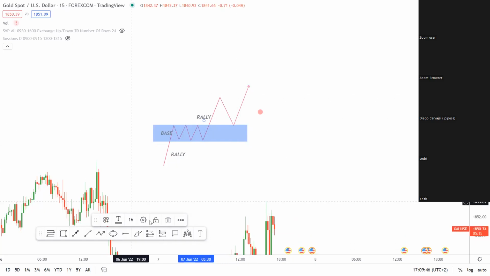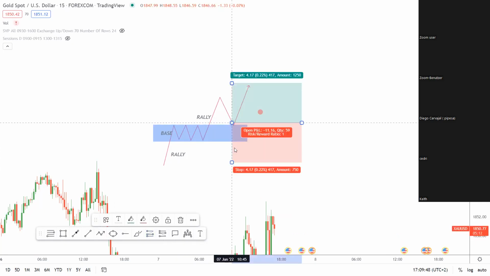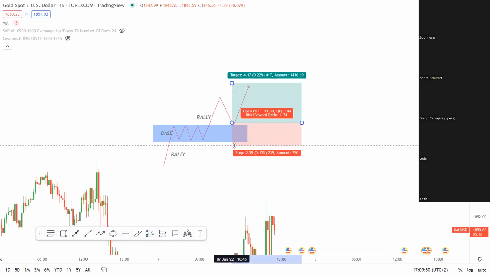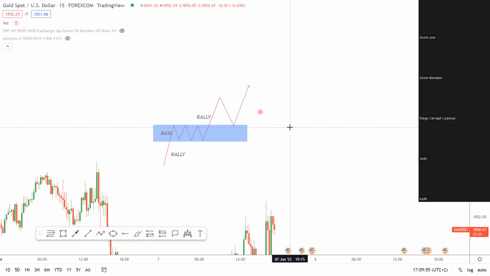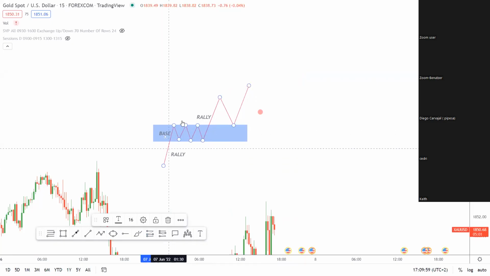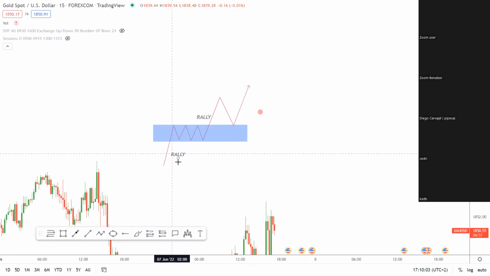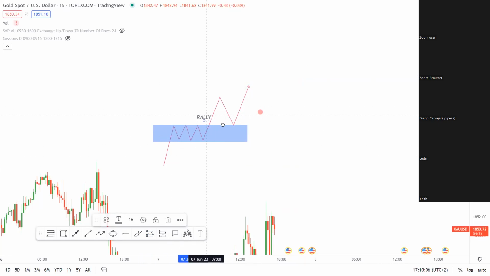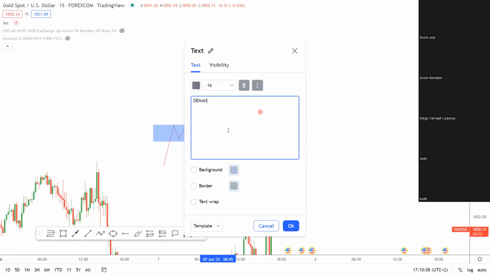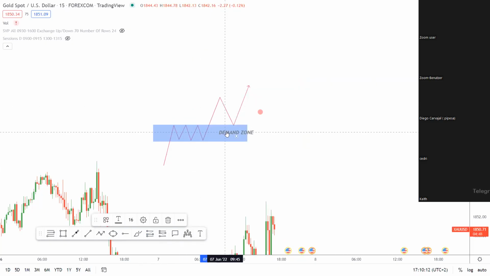In this case, if we were to trade this, we would be looking to buy on the retest of this zone, placing our stop loss beneath. But we will get back to this later on. Do you understand this? Rally, base, and rally. This gives birth to what we call a demand zone. I imagine this is clear and all of you understand this perfectly.